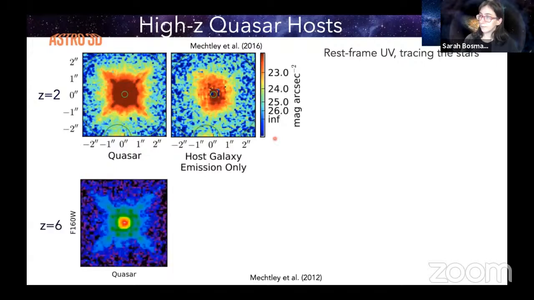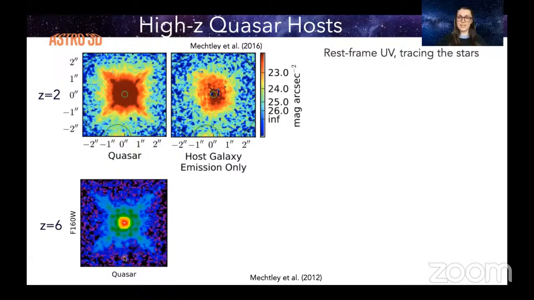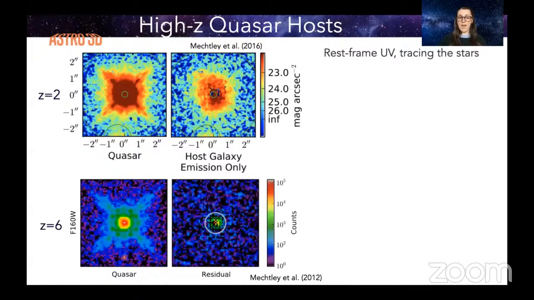However, if you go to even higher redshifts, so redshift 6, this is another HST image obtained by the same team of a redshift 6 quasar, and you can see now that really we're just getting the PSF of the telescope and there's no extended emission. But applying the same modelling techniques, you could still hope that there is underlying host emission there, but unfortunately that is not the case. And so with our best telescopes at the moment, it is not possible to detect the rest frame UV emission from high redshift quasar host galaxies.